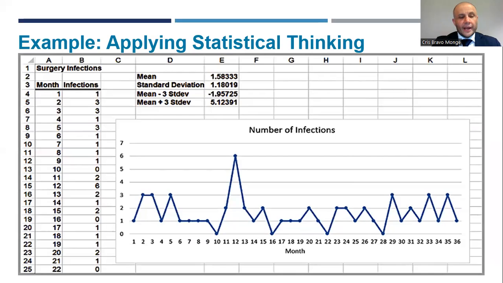In this example, we have a data set of 36 months. And during the months, this hospital recorded the number of infections that happened after surgery. We're going to assume that the number of surgeries was stable throughout the 36 months. So you can see that the number of infections seem to move from 1 to 3, except for month 12, in which we have 6 infections.